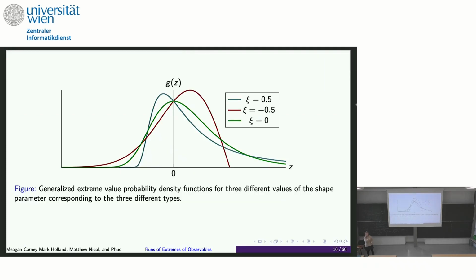And the shape tells us the tail behavior. So we have those three types come back out. So if we have a positive shape, we have a bounded or polynomial decaying tail. A negative shape gives us a bounded tail, and a zero shape gives us an exponential tail.